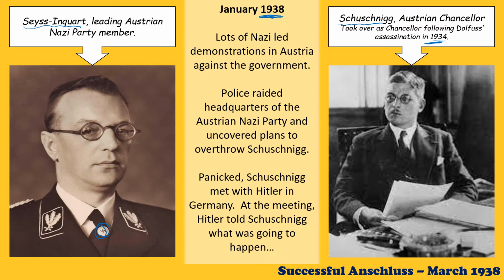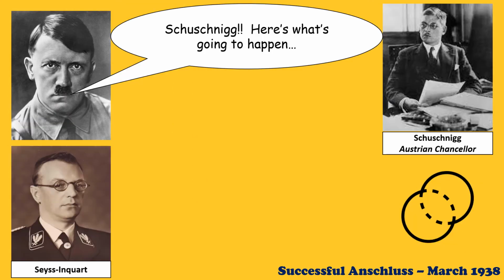So, panicked, Schuschnigg chooses to meet with Hitler, and he goes to Germany to meet with him. And it's such a fascinating power play that goes down at this meeting, and really shows how by 1938 Hitler is so buoyed up with confidence that at the meeting he essentially tells Schuschnigg how things are going to go down. So here's what he says is going to happen. If you want my support, Schuschnigg, this is what you need to do.